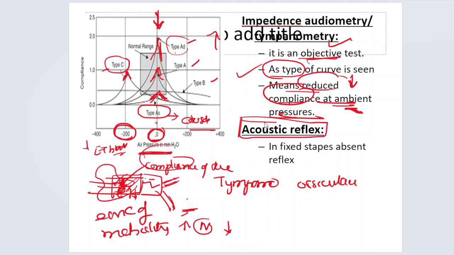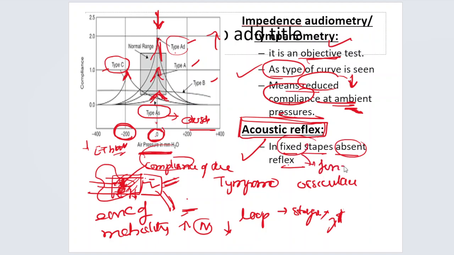Acoustic reflex. Now, going back for a little bit of recap. You give a loud sound to the patient and the stapes contracts. This is the loop that forms. When the stapes is fixed, the loop breaks. So you will not be able to get this acoustic reflex. The loud sound will come, but the stapes is not moving. So you will not see the movement, you will not see the stapedius tendon contracting. So in fixed stapes, absent reflex is seen. In the final stage of otosclerosis, you will see the acoustic reflex is absent. In the early stages where there is mobility of the stapes footplate, the acoustic reflex will not be absent. So the acoustic reflex is absent in stapes fixation.